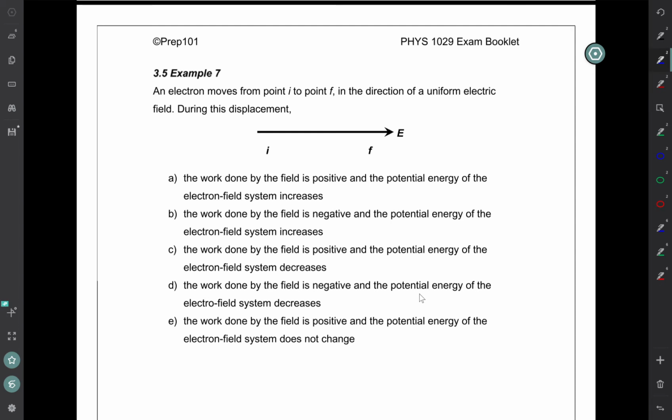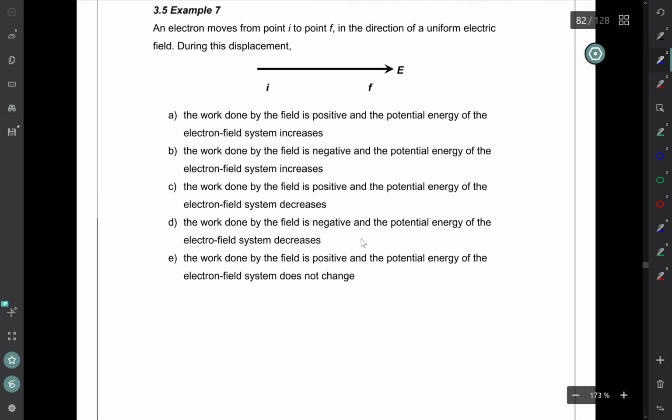Hi everyone. I want to solve one of the questions from a study book which I skipped, but I have been receiving questions from the students regarding this question, and I want to make sure everything is clear regarding the work done by the external force, which is the work done by me, the work done by the electric field, and the change in potential energy. Before I start this question, I want to clarify this, guys.